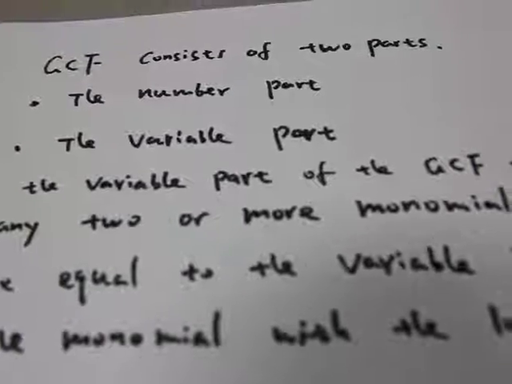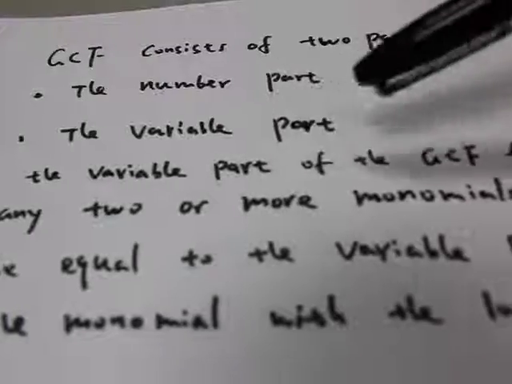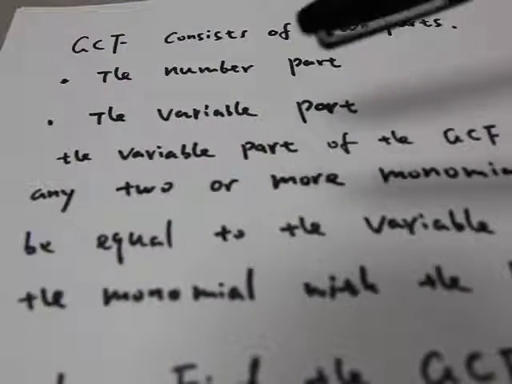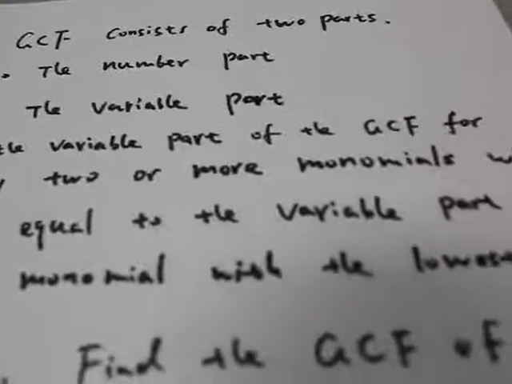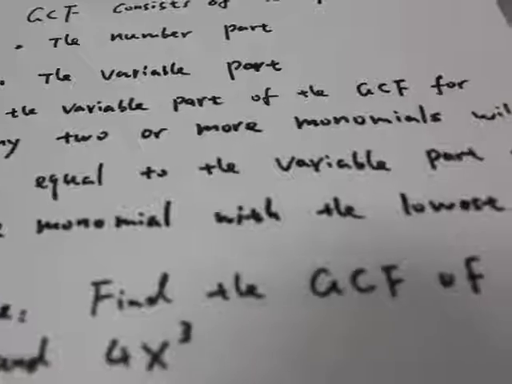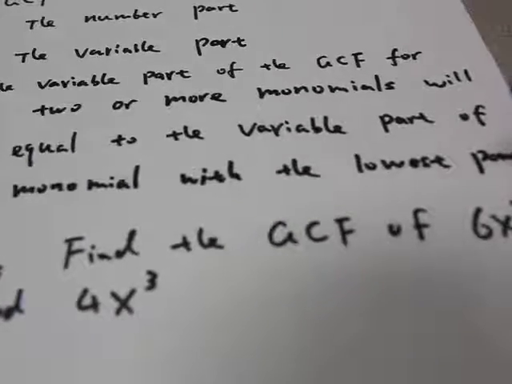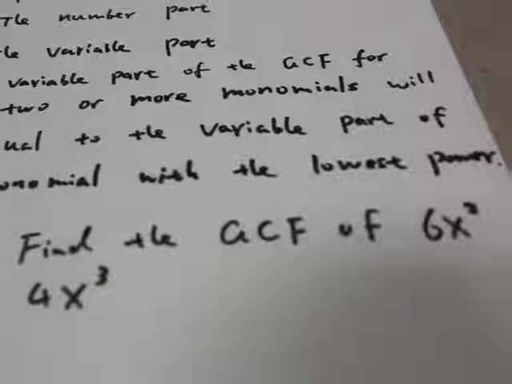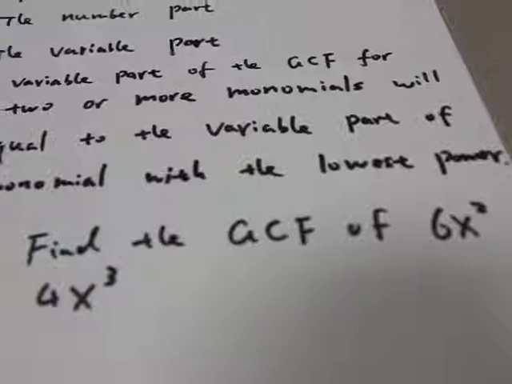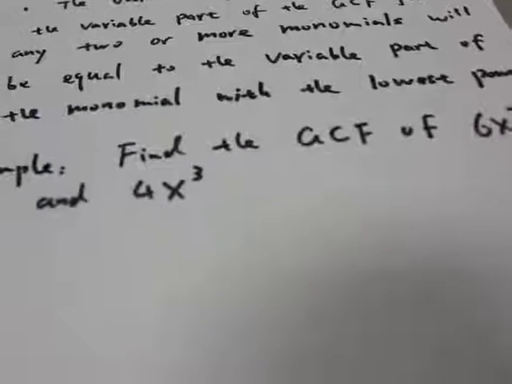So here is this strategy. The variable part of the greatest common factor for any two or more monomials will be equal to the variable part of the monomials with the lowest power. Okay, so what does this strategy mean? Let me use this example to explain this.